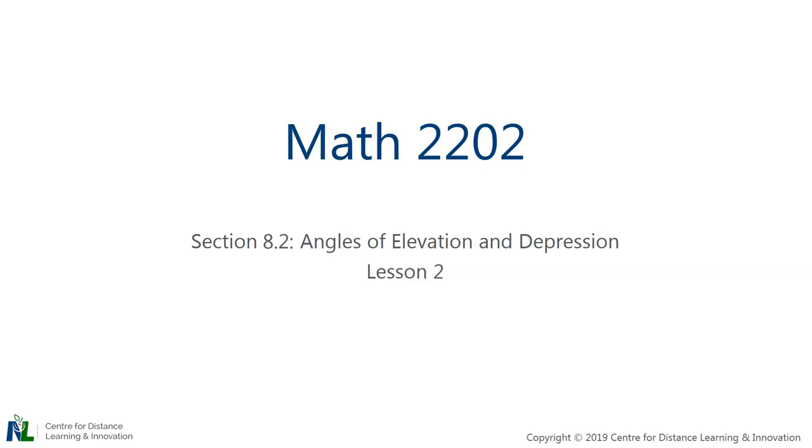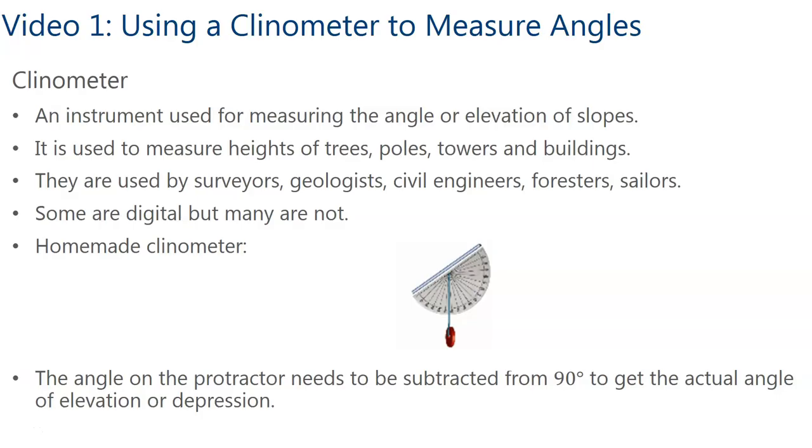Welcome to Lesson 2, Angles of Elevation and Depression. Here we're going to look at a device called a clinometer, which is used to measure angles. Then that angle measurement can be used to determine the height of a tall object.